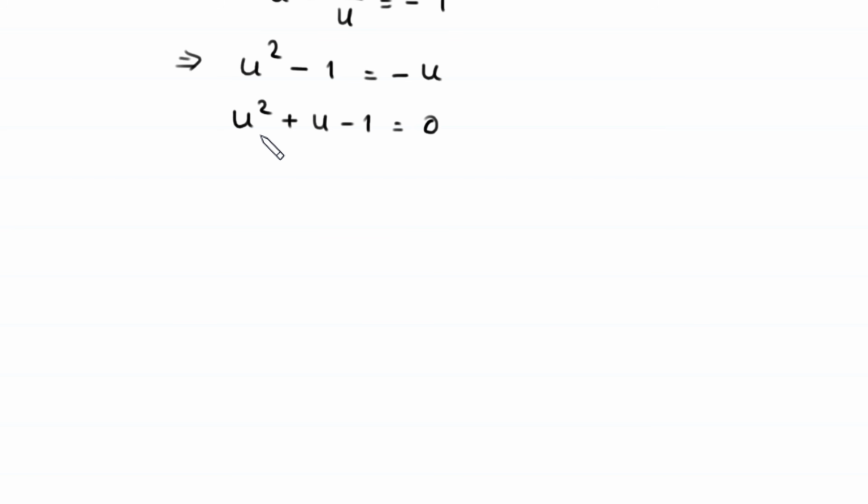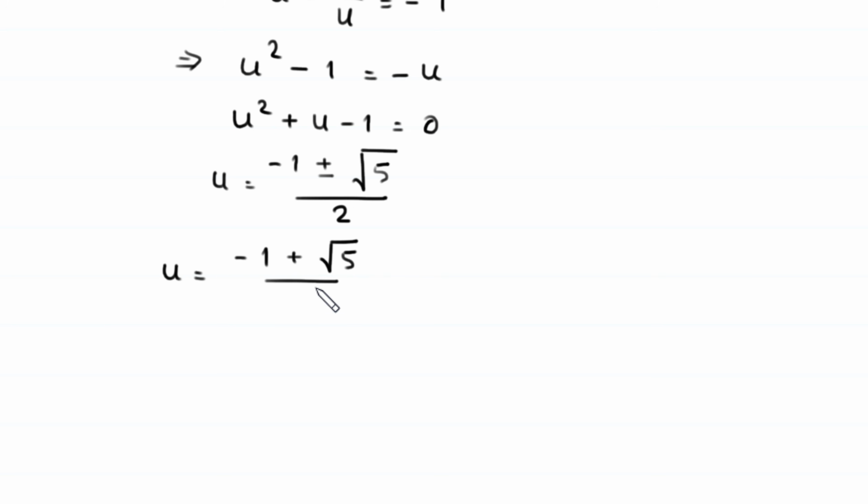Now this is a quadratic equation and is not factorable, so we solve it by quadratic formula. According to quadratic formula, u is equal to negative 1 plus or minus the square root of 1 squared is 1 and 4 times 1 times negative 1 is plus 4. 1 plus 4 will become 5 divided by 2. It means that we get two values of u. U is equal to negative 1 plus root 5 over 2, and u is equal to negative 1 minus root 5 divided by 2.